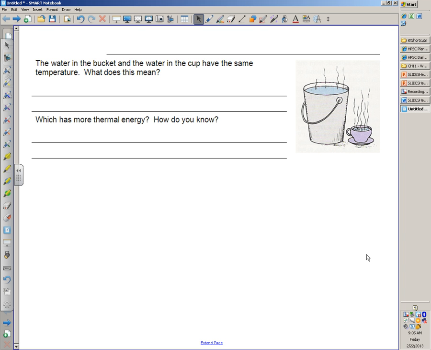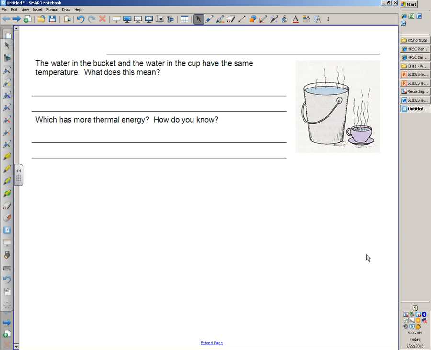But now, can we make an assumption about thermal energy? Which one has more thermal energy? We'll know if we can assume they have the same temperature. Because we said that thermal energy depends on three things: state of matter, temperature, and mass. If they have the same temperature and the same state of matter, mass is bigger here, so the bucket would have more thermal energy if we assume they were the same temperature.